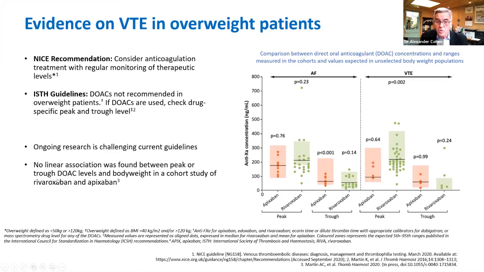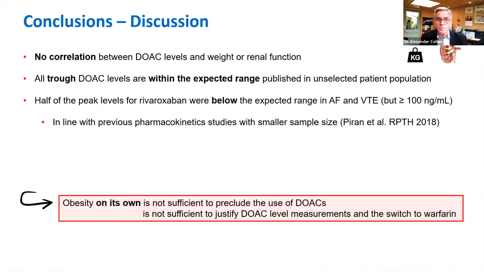And we also found no linear association between the peak or trough and body weight in this cohort of patients. So, the lack of correlation between weight and DOACs and renal function in patients with relatively normal renal function, and that all but two of the trough levels, it should say, were in the expected range. We felt that overall obesity on its own is not sufficient to preclude the use of DOACs and not sufficient to justify measurements and switch to warfarin.